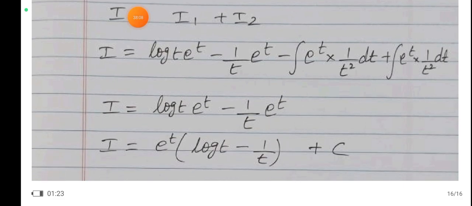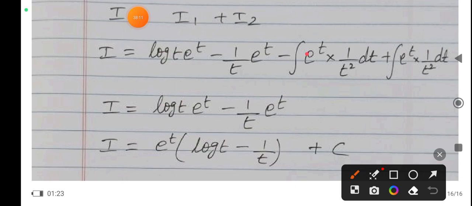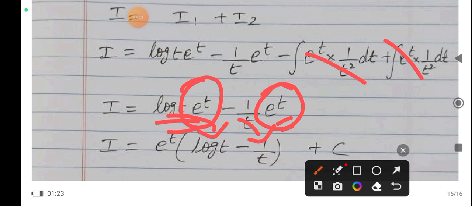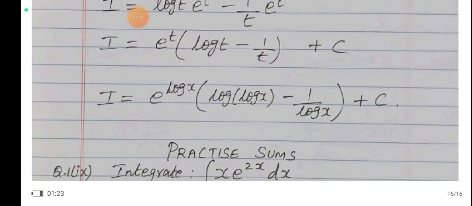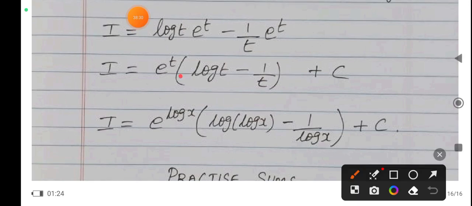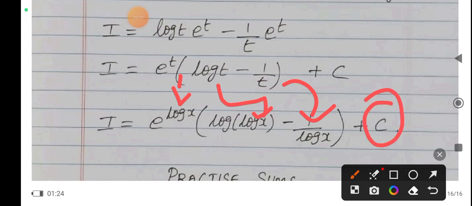So anything has a chance of getting cancelled. Minus and plus get cancelled. So log t e power t minus 1 by t e power t. So we are taking e power t common. Then log t minus 1 by t, plus c. Sum over, or do you want to apply t or not? Definitely we should apply the t value. So instead of t, you apply log x, children. So e power log x, log of log x minus 1 by log x, plus c.